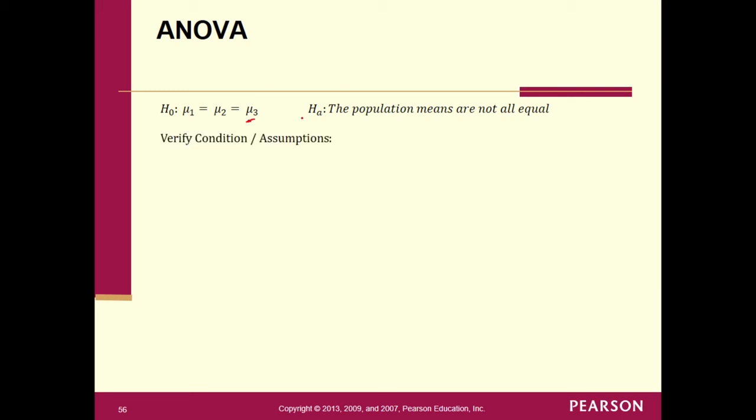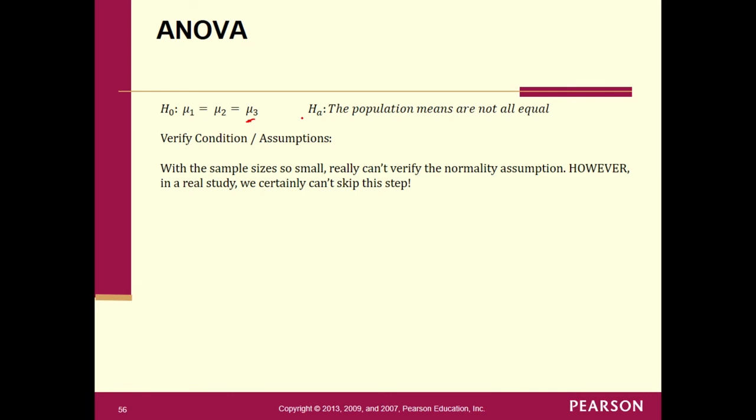Verify the conditions/assumptions. With the sample size so small, really we can't verify the normality assumption. However, in a real study, we certainly can't skip the step. So hopefully we did take our random samples, and hopefully we can go ahead and either say that stuff is normal or we took large enough sample size. Here, we're going to have to assume that the populations are normal with such small sample sizes.